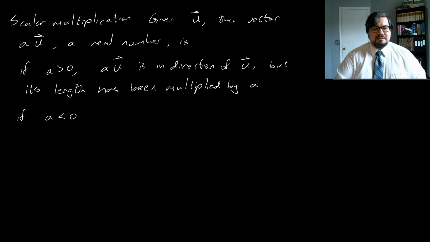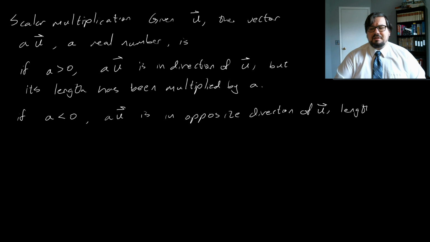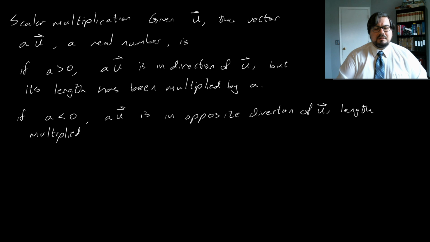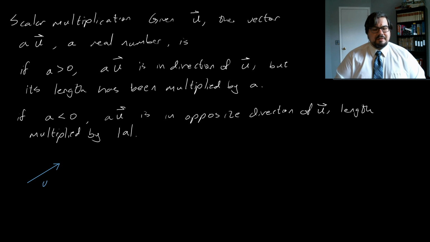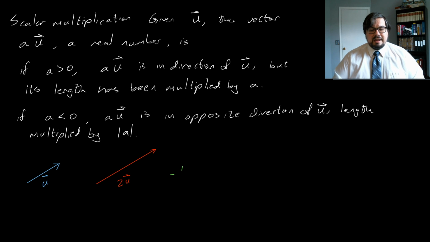And then if a is less than 0, if a is negative, then a times u is in the opposite direction of u, and its length has been multiplied by the absolute value of a. So let's see some examples. Let's say we're starting off with the vector u, and let's say we want the vector 2u. Well, that's going to be a vector that goes in the same direction as u, but is twice as long. Let's say we want the vector negative 1/2 u. That's going to be a vector which goes in the opposite direction of u and is half the length.